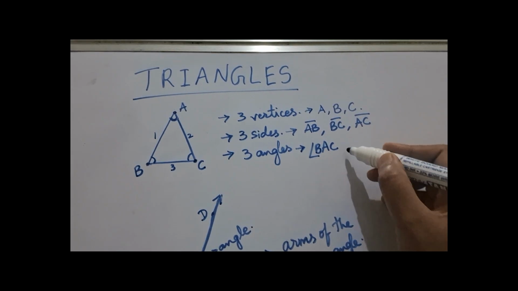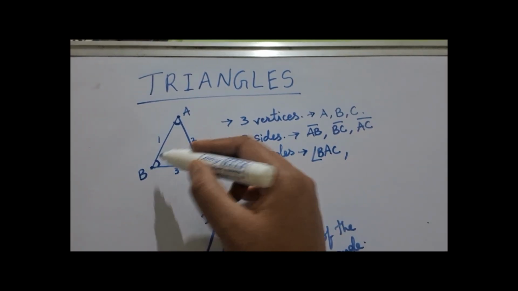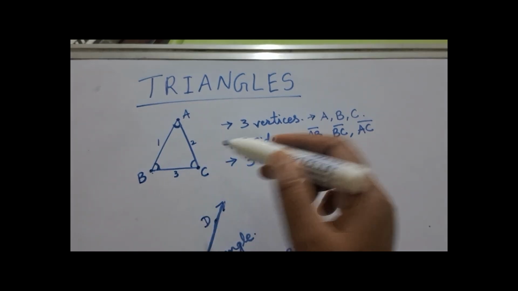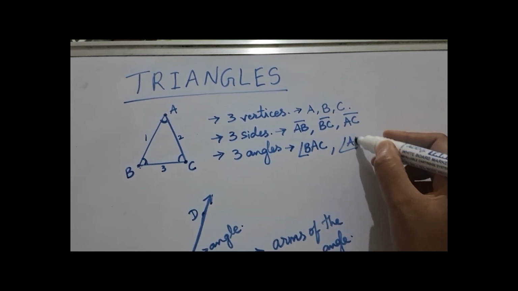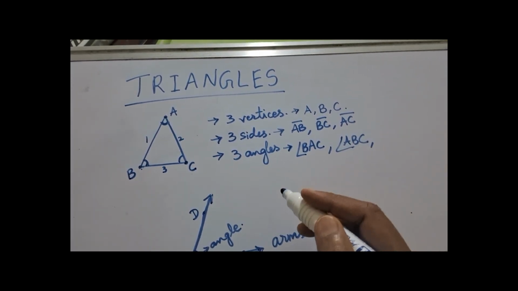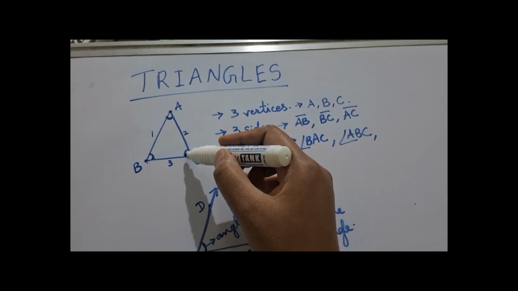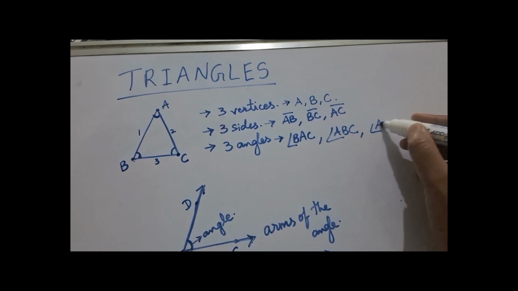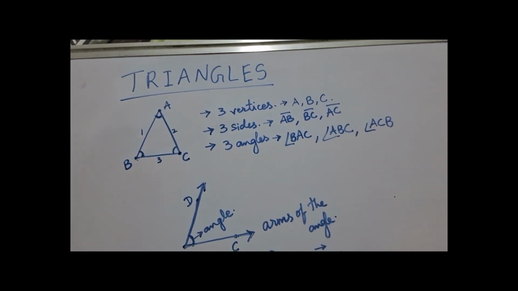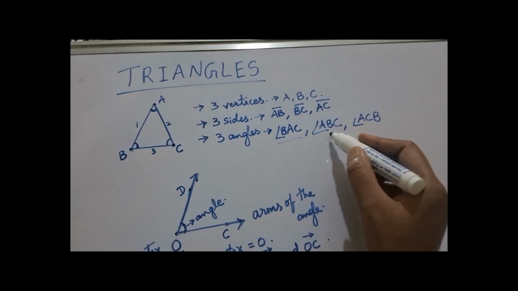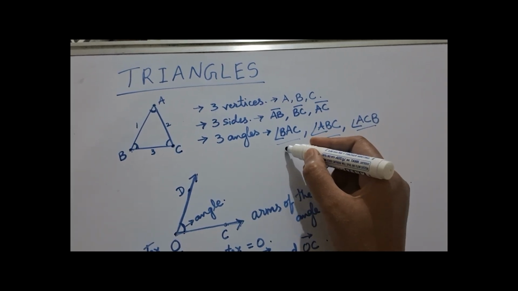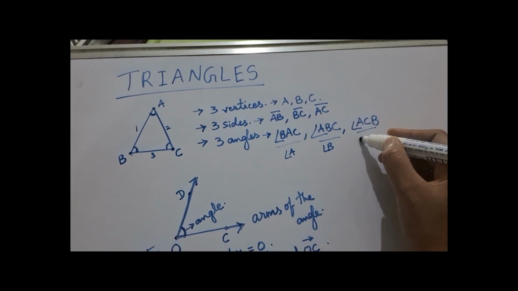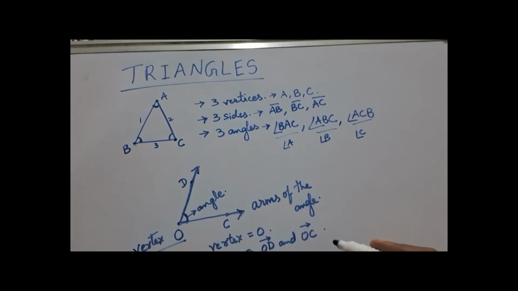Next. Now we will name this angle. This angle is angle ABC. And next, this angle we will name angle ACB. Okay, children. And these three angles can also be named, for a triangle, as angle A, angle B, and angle C.